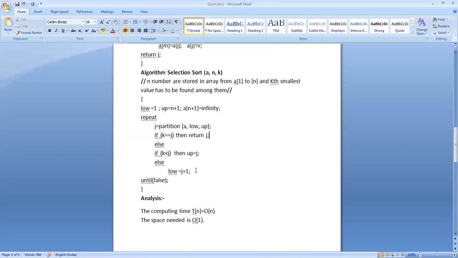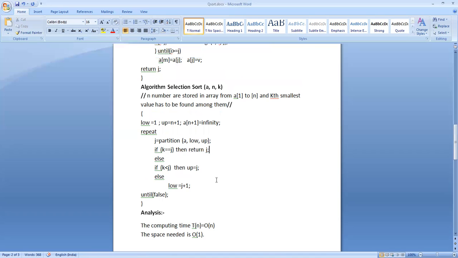See, you see here, this algorithm for selection sort follows the control abstraction. Now, until false, you keep on doing this. You keep on doing this until you find the desired smallest value.